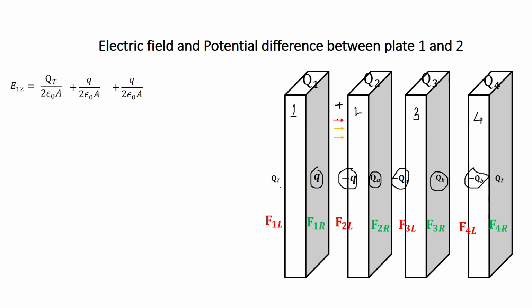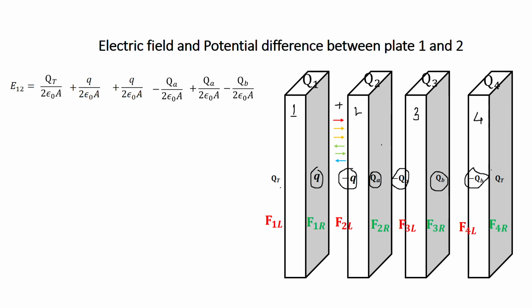Similarly, for qa, I have assumed qa to be positive, so this charge will push this positive charge towards left. So the electric field will be towards left, and its magnitude is minus qa divided by 2 epsilon naught a. Likewise, this minus qa will attract this positive charge, so it will be towards right, and its magnitude is plus qa divided by 2 epsilon naught a. Likewise, qb will push the positive charge towards left, so the electric field will be towards left, and its magnitude will be minus qb divided by 2 epsilon naught a.